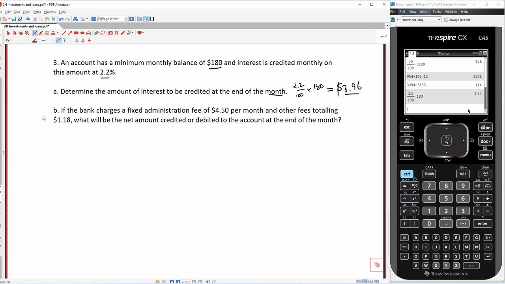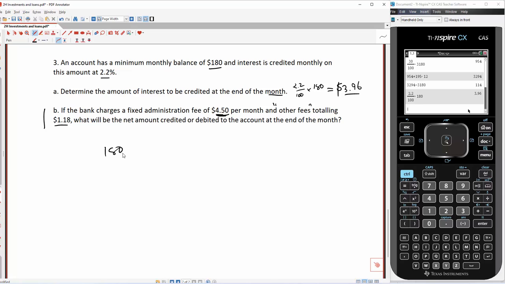But here's part two of the question. If the bank charges a fixed admin fee of $4.50, which they do often charge a fee, don't know whether it's $4.50, and other fees, whatever they might be, totaling $1.18, what will be the net amount credited or debited to the account at the end of the month?